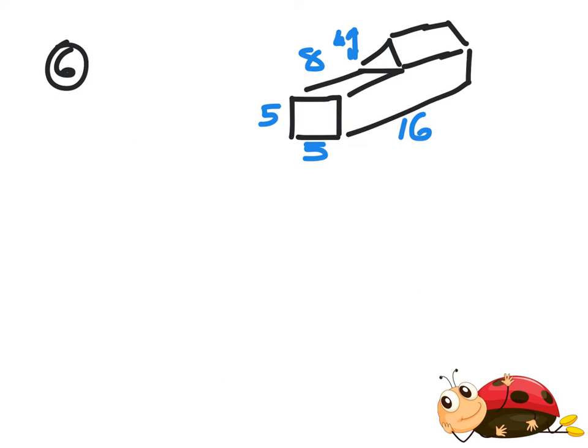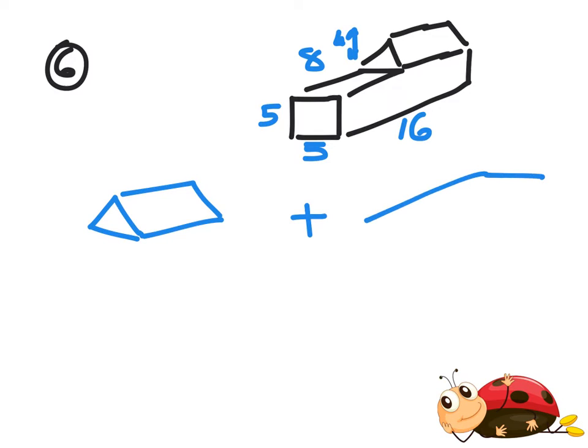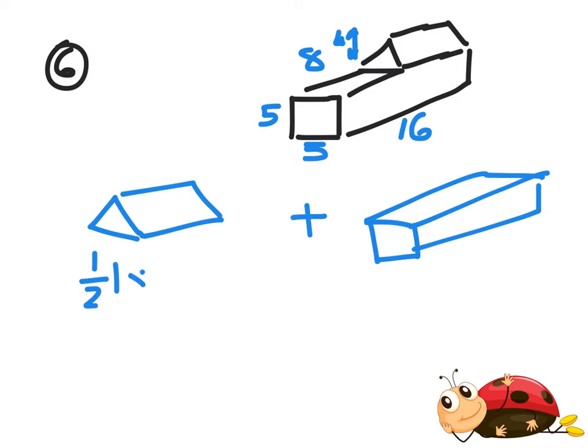Question 6. Okay, we've got two shapes. We've got a triangular prism on the top, and we've also got a box shape on the bottom. So, how do we work out the triangular prism? Half length times breadth times height.